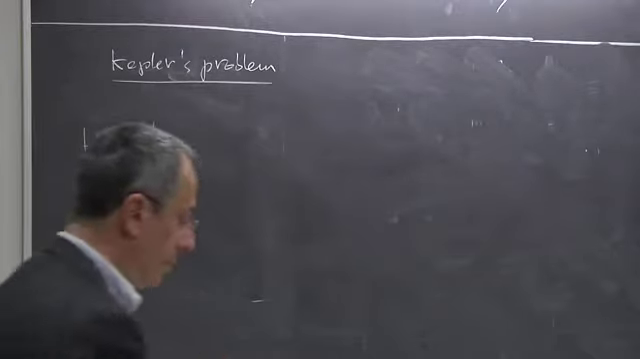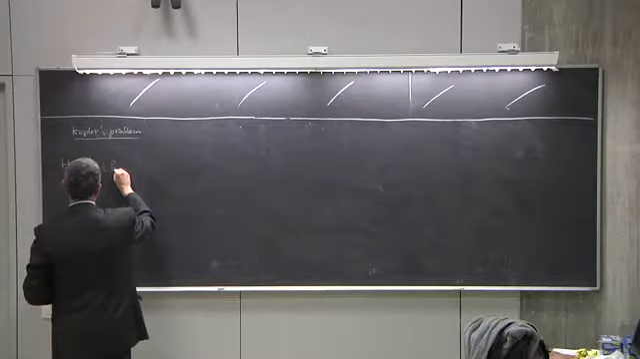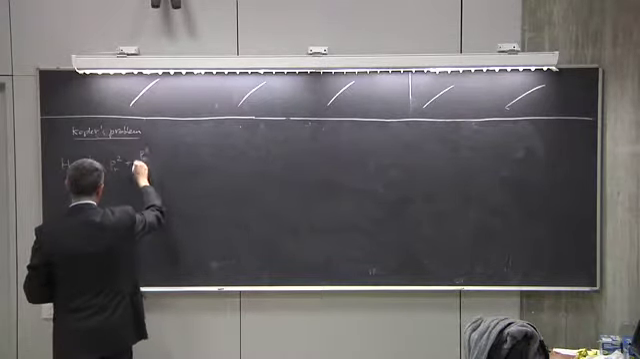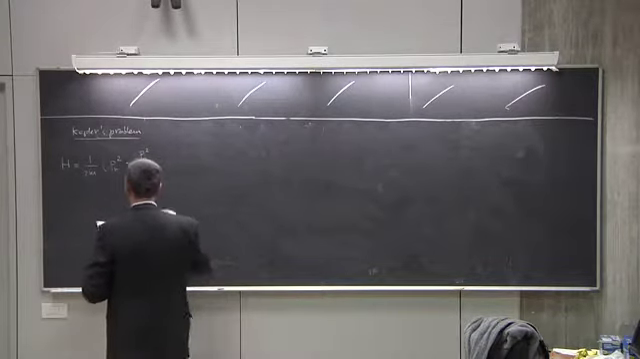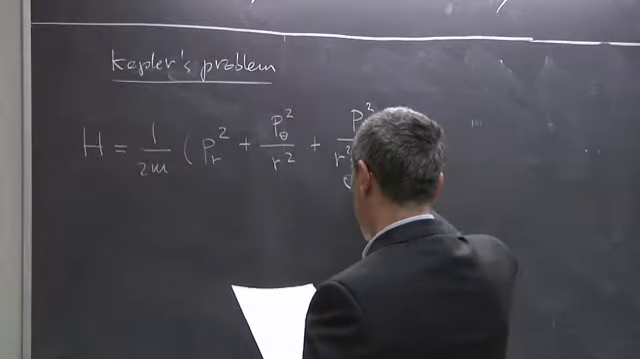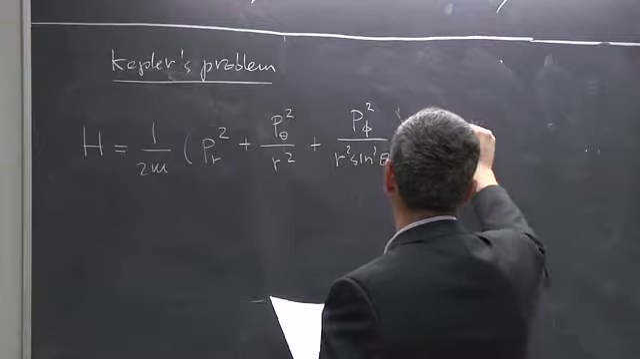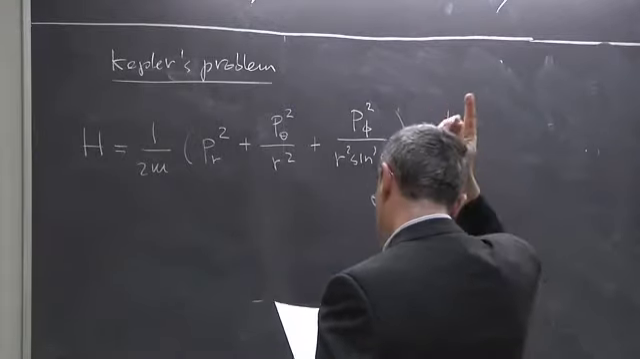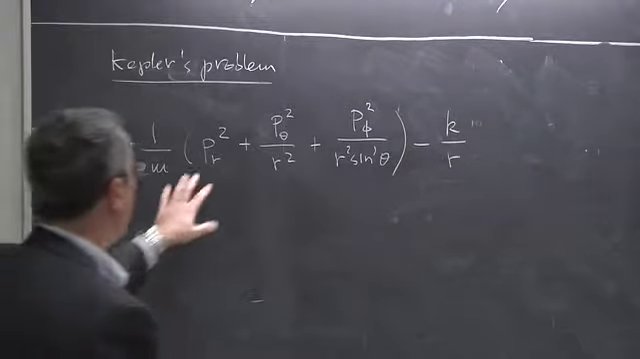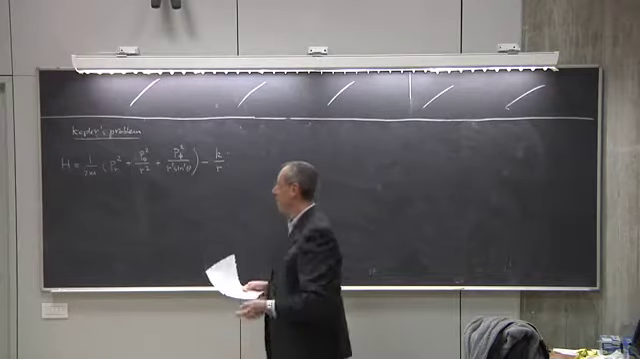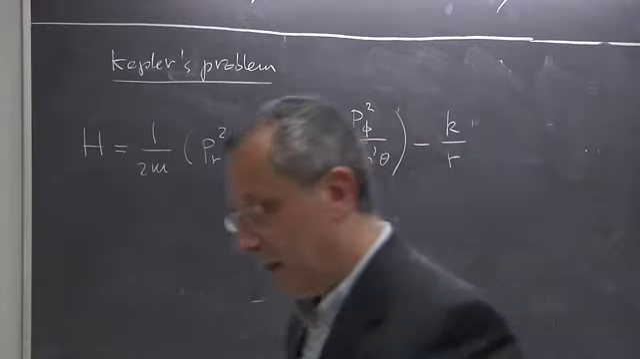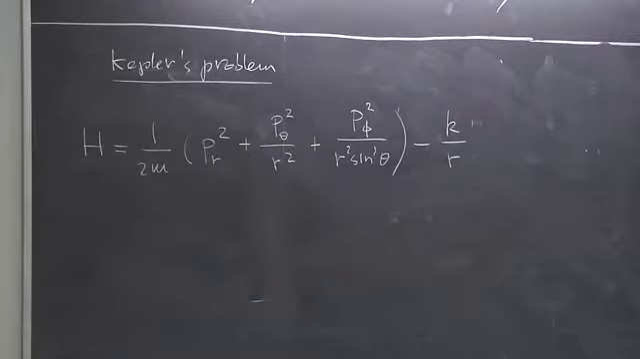So this you should know by heart, that in spherical coordinates, let me call P sub r the momentum in the radial direction, right? P theta is the momentum in the theta coordinate, and then you have P phi squared over r squared sine squared theta, plus the potential, that is minus k over r, because it's attractive. So please try to memorize these kinetic energies, because otherwise you have to rederive it every time, and this is not very efficient. So knowing the Hamiltonian, I can now write the Hamilton-Jacobi equation, right, that we discussed last time.